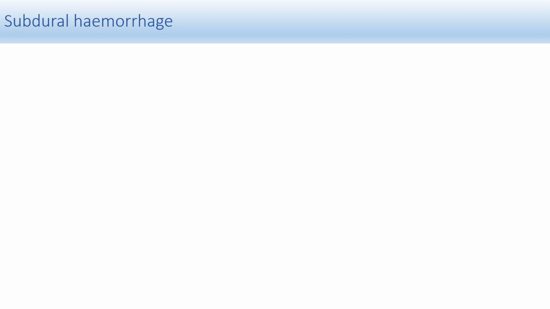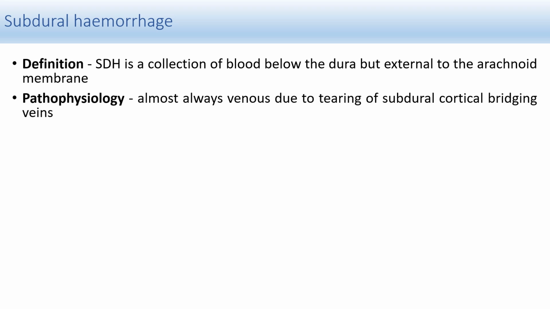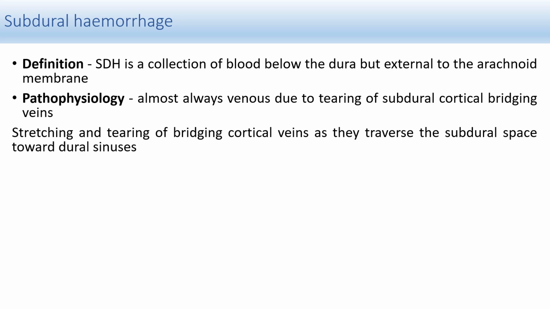Reaching the second type, subdural hemorrhage. It is a collection of blood below the dura but external to the arachnoid membrane. What is the pathophysiology here? It is almost always venous, due to tearing of subdural cortical bridging veins, of which we are going to have a look at nice images later. It happens due to the stretching and tearing of bridging cortical veins as they traverse the subdural space toward the dural sinuses.